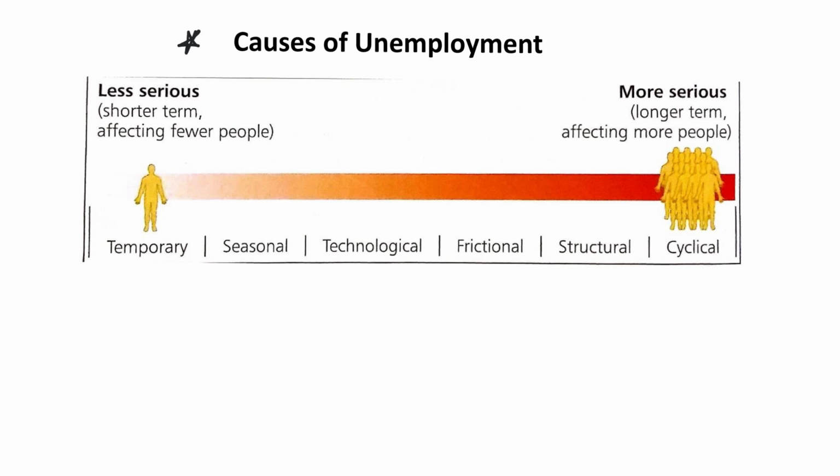If you see this spectrum, it says less serious to the most serious. The question comes up: which is the least serious type of unemployment and which is the most serious? Seriousness depends on two things. Number one, how long does it last, and number two, how many people does it affect. Most serious lasts longer and affects a lot of people. This is what less serious and most serious means.